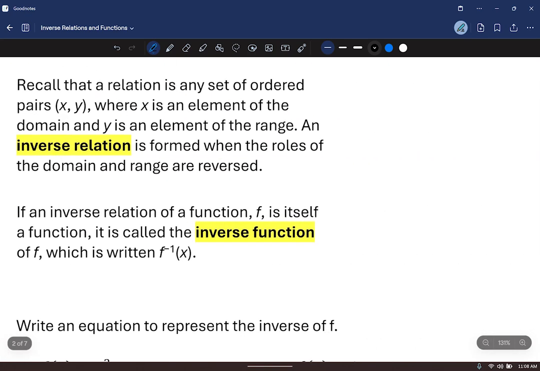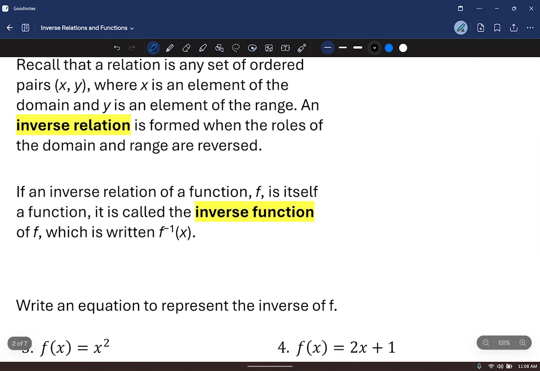So let's recall that a relation is any set of ordered pairs where x is an element of the domain and y is an element of the range. We just talked about that. An inverse relation is formed when the roles of the domain and range are reversed. So we flip-flop the x and the y. We flip-flop our inputs and our outputs. If an inverse relation of a function f is itself a function, then it's called the inverse function of f, which is written f with a little -1 like an exponent, of x. We call that f inverse of x.